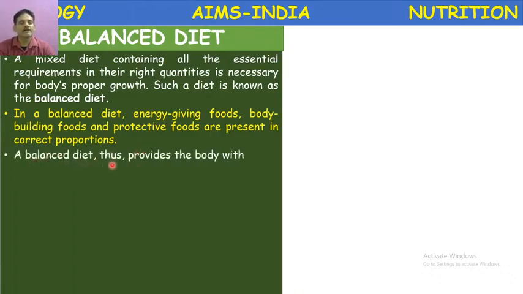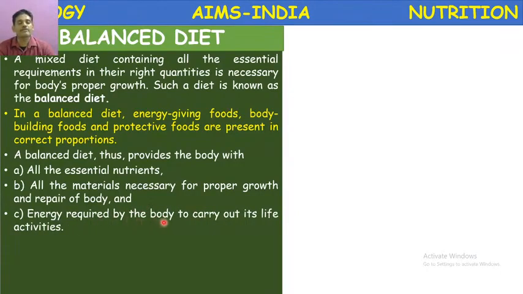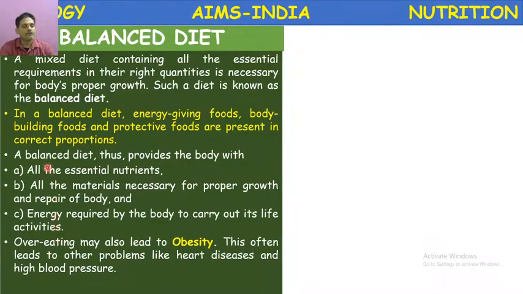A balanced diet thus provides the body with all essential nutrients, all the materials necessary for proper growth and repair of the body, and also the energy required by the body to carry out its life activities. So, three main functions of a balanced diet. Once again, it fulfills all the essential nutrients. Number two, all materials necessary for proper growth and repair of the body, and energy required by the body to carry out its life activities. These are the main functions of a balanced diet.